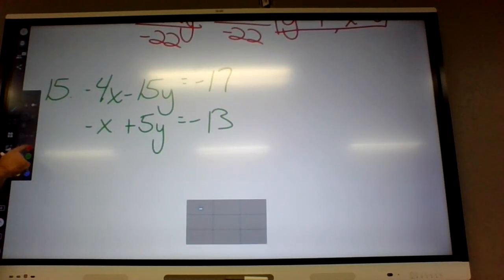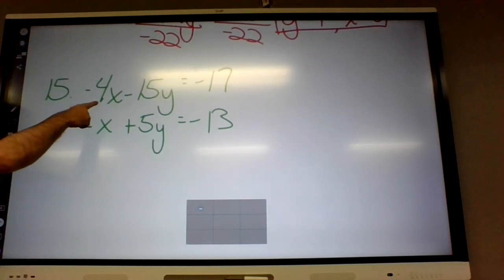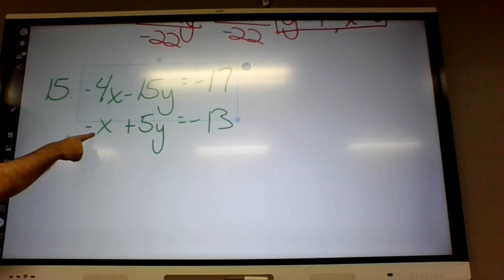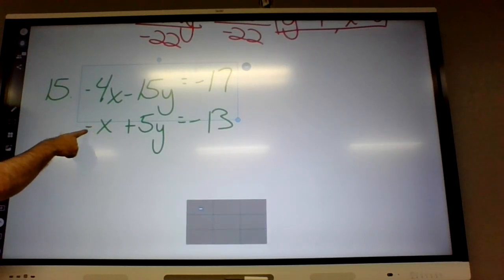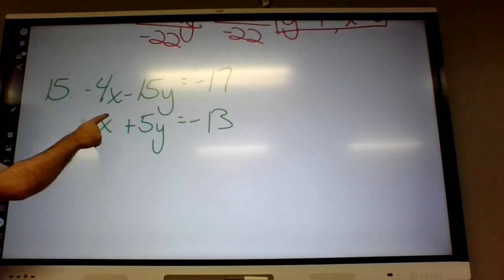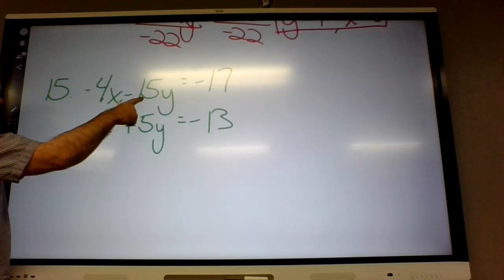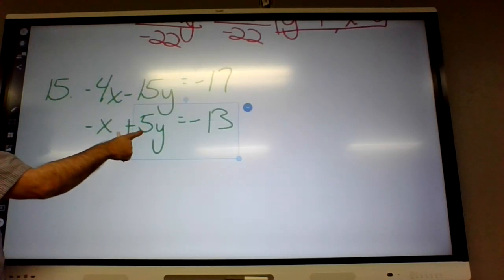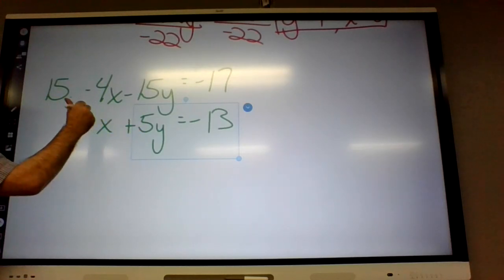So on 15, this is a negative 4x. So what might we want this one to be? We want it to be a positive 4x. How would I turn a negative 1 into a positive 4? Multiply by negative 4. I'm not going to do that, however, because on the y's, if this is a negative 15y, what do I want this one to be? 15y. So what would I multiply by to turn this into a 15y? Positive 3.